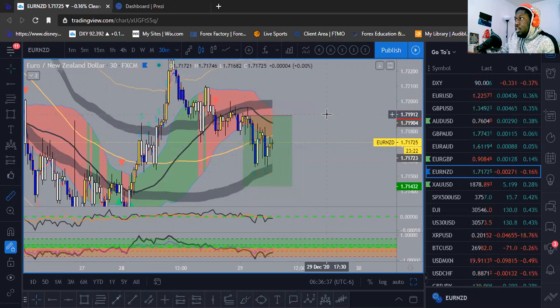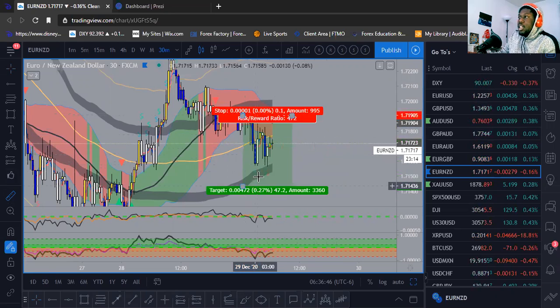So from this high to this low is 18 pips. Price dropped a total of 33 pips. I should have actually been out of this trade. In fact, I am going to get out. I'm in good profits. I'm chilling.